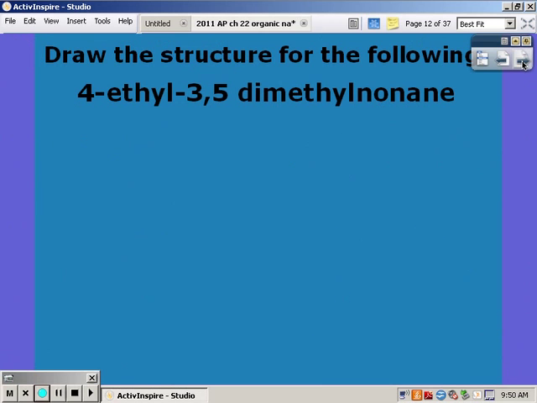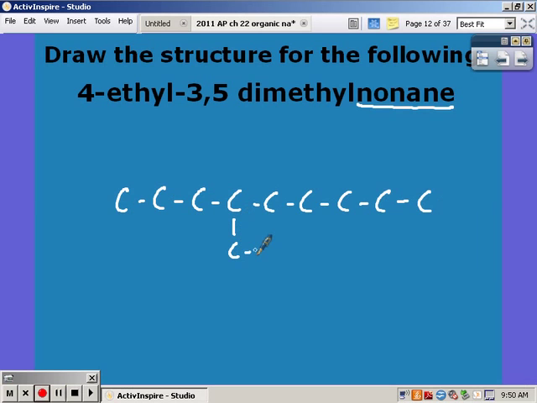If we were going to draw a structure, given the name, the easiest thing is to draw the longest chain first. Nonane tells us we need 9 carbons. Now we're going to start adding our substituents. On carbon 4, we have ethyl coming off, so 2 carbons. Then on the 3rd carbon, we have a methyl group, and on the 5th carbon, we have a methyl group.